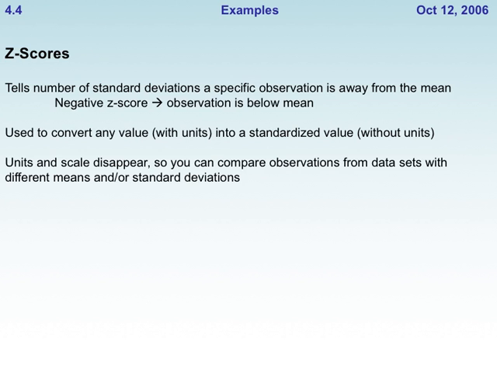A negative z-score means that the observation is below the mean. A positive z-score means that the observation is above the mean. So z-score is how many standard deviations away from the mean you are. It is used to convert a value with units into a standardized value that does not have units.